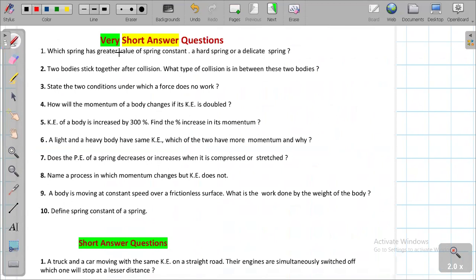Okay, which spring has the greater value of spring constant? Harder spring or delicate? Definitely the harder. Two bodies stick together after collision. What type of collision between two bodies? Right. Stick together. One moves, the other one is moving or not moving. But as a result, both will be the same unit and move forward. Right? So what type of collision?